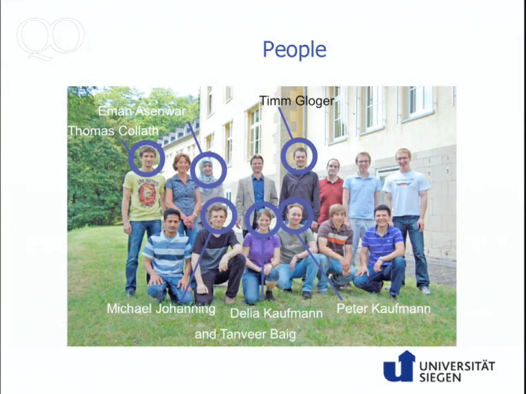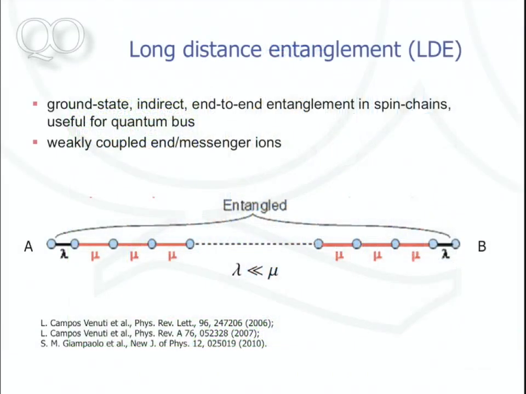Okay, yeah, so this experiment is mostly done by Michael Johanning and PhD students Delia Kaufmann, Peter Kaufmann, Tim Kloger, Thomas Kollert. Okay, and now let me show you what we want to do, hopefully in the near future, using this trap, where we can adjust the potentials.